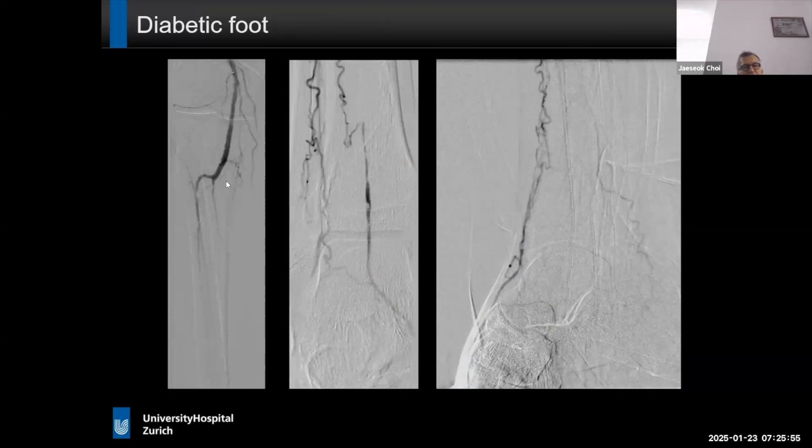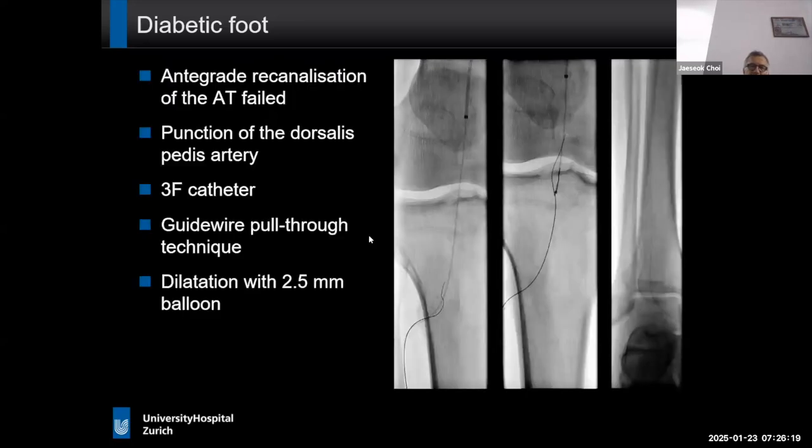But if you go further, you see that from collaterals, the dorsal pedal artery here is opacified antegradely, sorry. There's no opacification of the plantar arteries. So at this point, again, we go retrogradely up here, and through technique with our wire and dilate it all the way down.